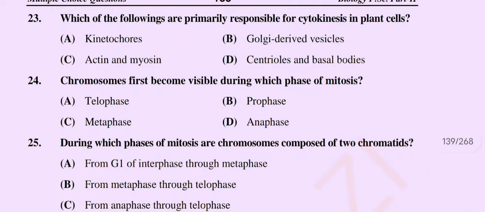Question number 24. Chromosomes first become visible during which phase of mitosis? Option A, telophase; option B, prophase; option C, metaphase; option D, anaphase. So the correct option is option B, prophase.